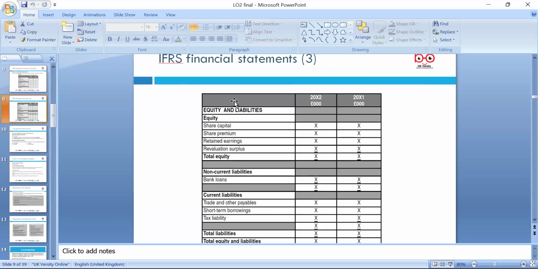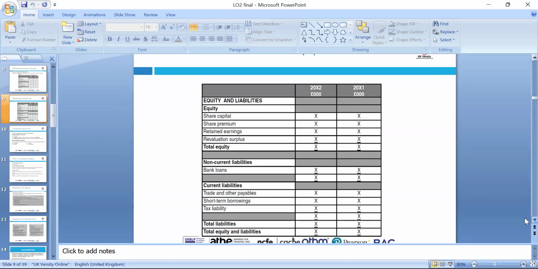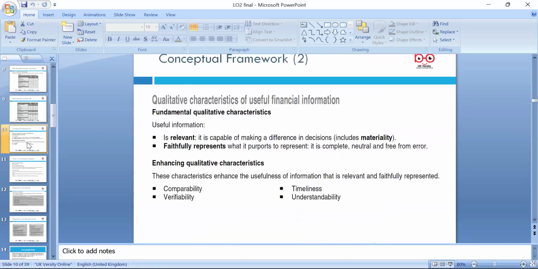Okay, so we can look at the equity attributes: share capital, share premium, retained earnings, revaluation, all under equity. Non-current liability means long-term, current liability means short-term. When we say assets minus liabilities equal equity, that's normally how we can lay it out under IAS 1.